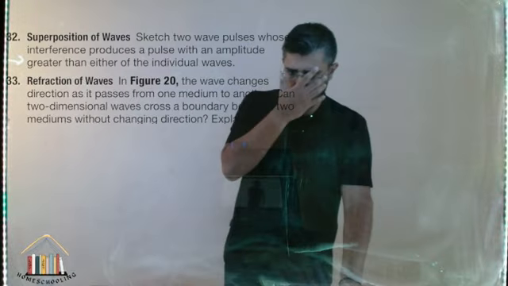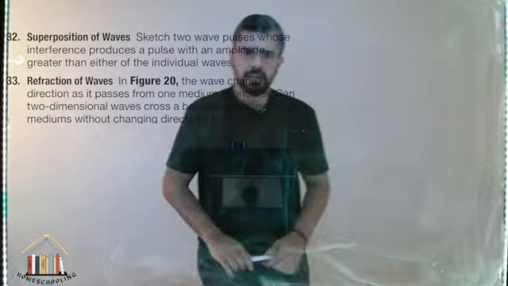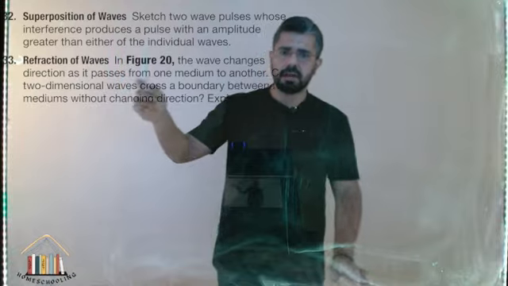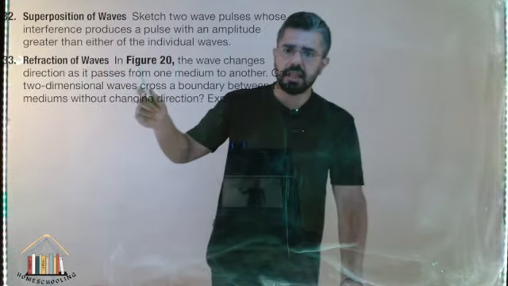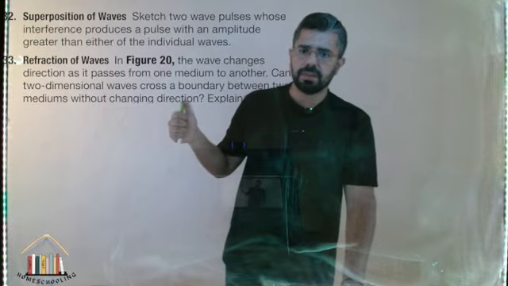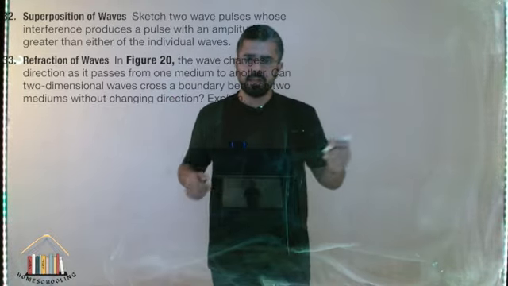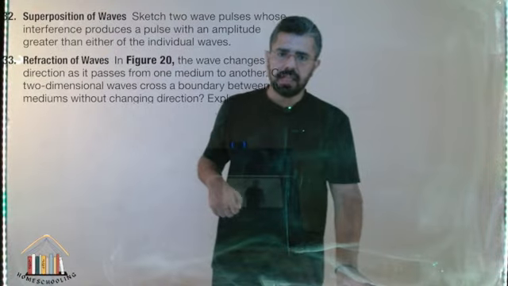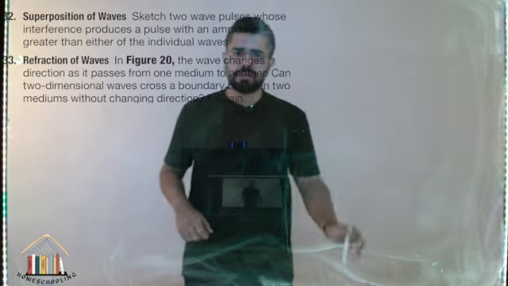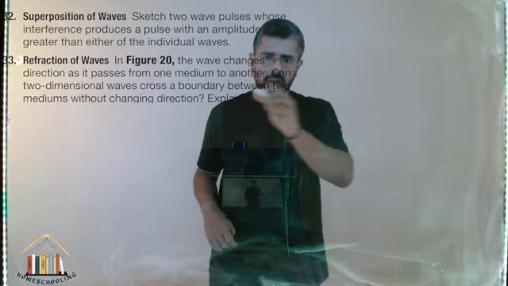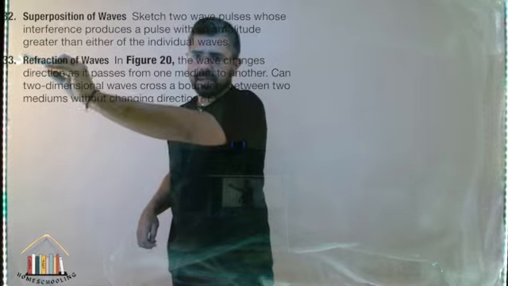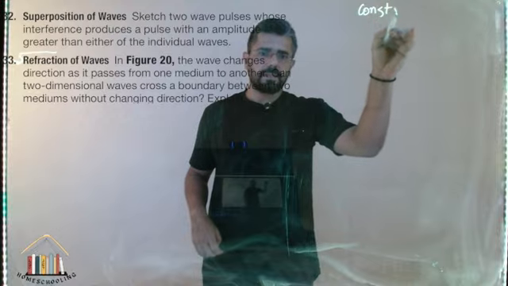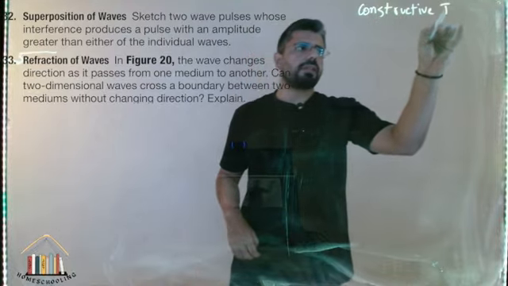All right, so we continue with the second question. Superposition of waves. Sketch two wave pulses whose interference produces a pulse with an amplitude greater than either of the individual waves. So we are sketching, meaning we have to draw pulses whose interference, meaning superposition of two waves, has an amplitude greater than either of the individual waves. Because the amplitude is greater, it's about constructive interference.